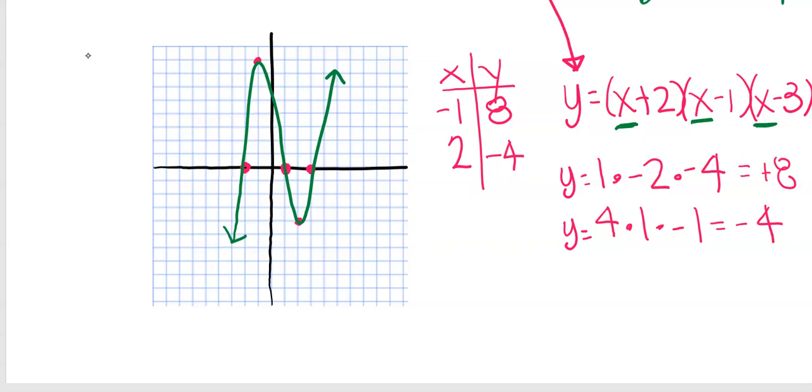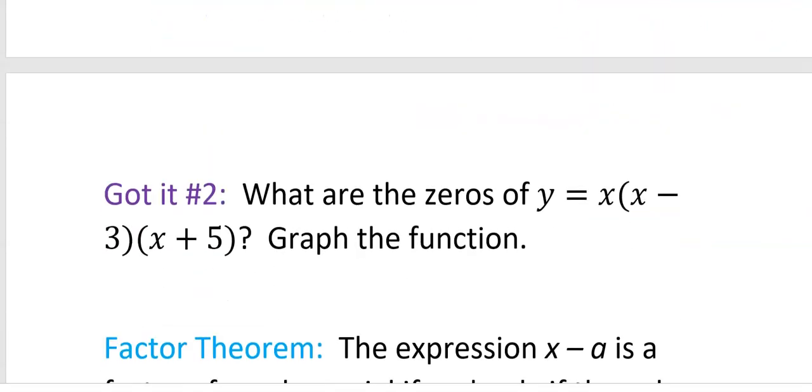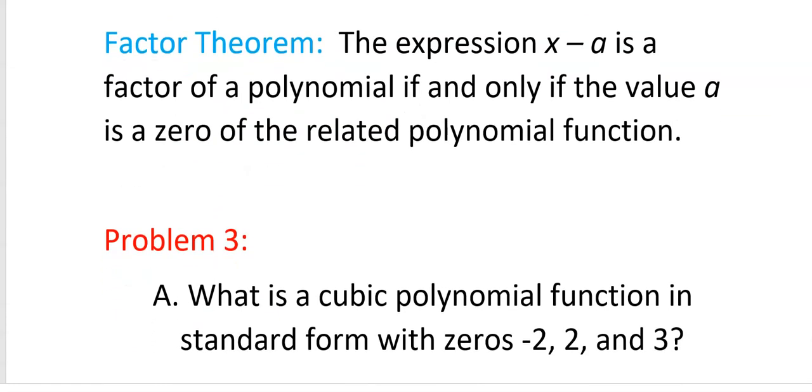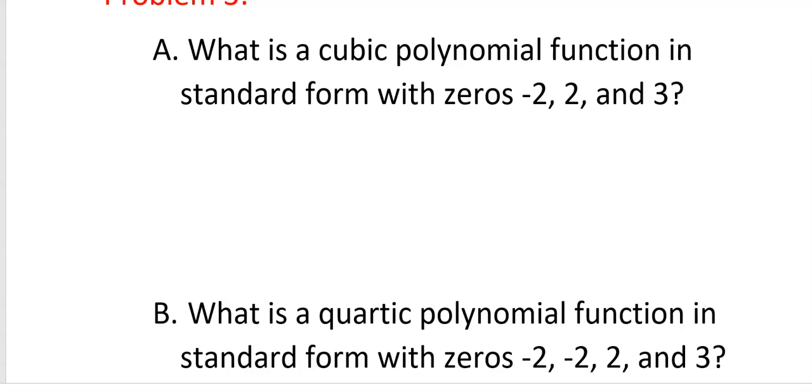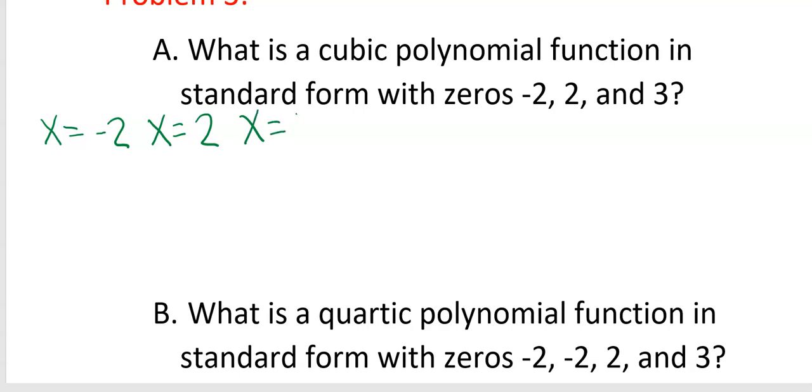And the end result kind of looks like that. So the factor theorem basically tells you that x minus a is a factor of the polynomial if and only if the value a is a 0 of the related polynomial. What we're going to do is try to figure out these problems backwards, going from the answers to the equation. So with this one, we have an x equals -2, and we have an x equals 2, and we have an x equals 3.